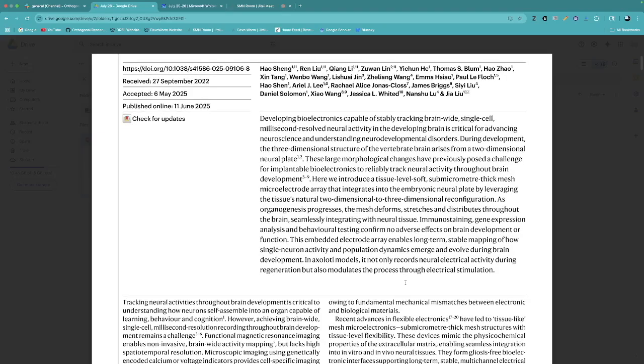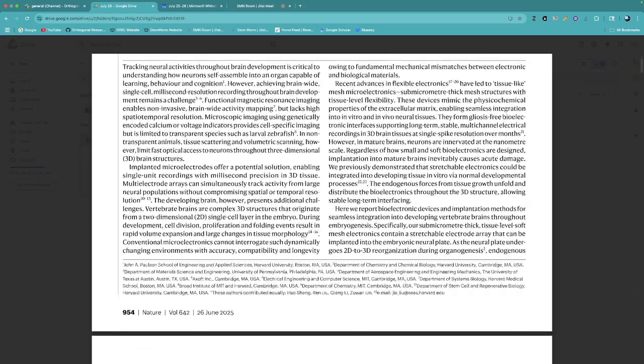So they're using an axolotl model of development, which is a common model in developmental biology, being able to take these implants, put them into embryonic axolotls, and then tracking brain activity through development.